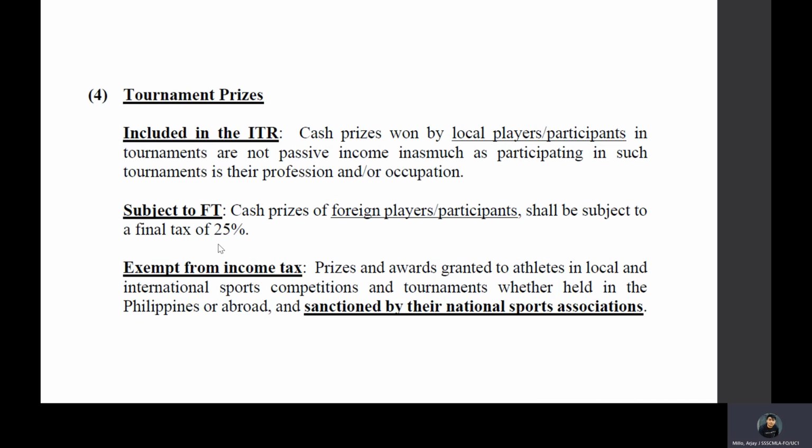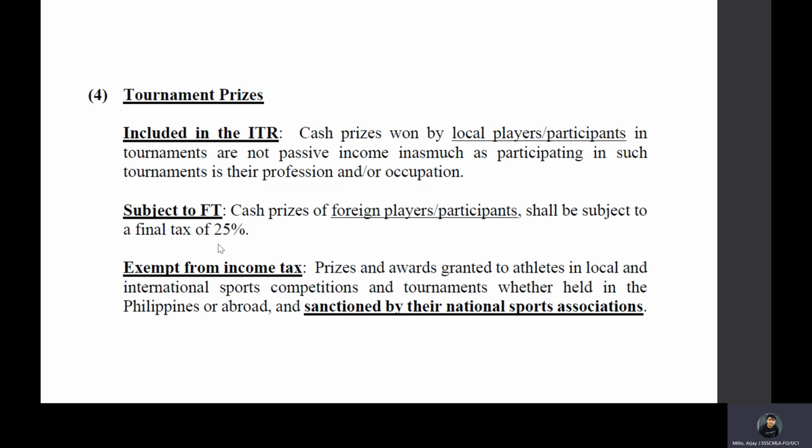Next slide. So we also have tournament prizes. So included in the ITR kapag cash prize won by local players participant in a tournament are not passive income inasmuch as participating in such tournament is their profession and/or occupation. So perfect example for this one is Manny Pacquiao. So since he is a professional boxer, yung kinikita niya dun sa mga competition na nilalabanan niya will form part as his gross income. So even though nire-represent niya, professional boxer kasi, he's being paid for that profession.